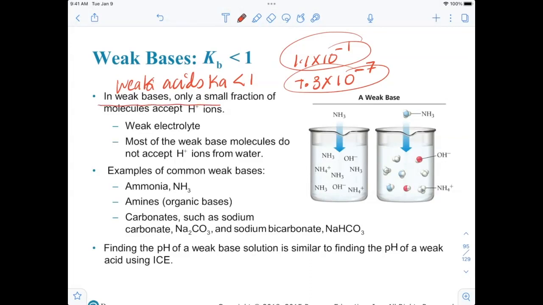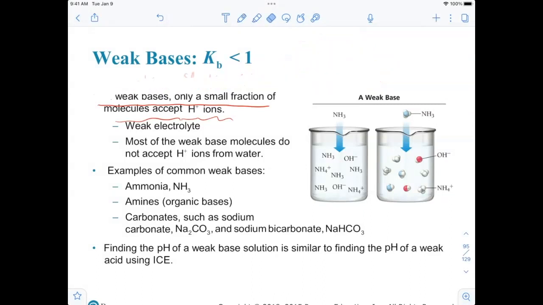Once again, in weak bases, only a small fraction of the molecules accept hydrogen ions. We're back to the Bronsted-Lowry definition, where everything is about hydrogen ions. Okay? And earlier, I didn't really talk about the Lewis definition of a base, but in the Lewis definition, the central atom will have lone pairs. The presence of lone pairs determines the basicity. Okay? And we'll define that later on.